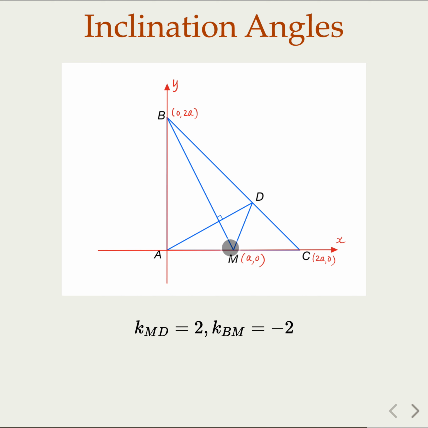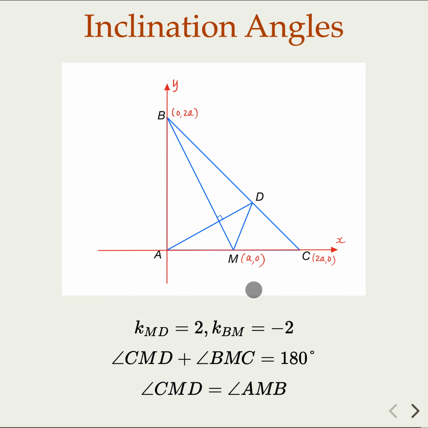So what is the inclination angle for each straight line? They add up to 180 degrees because they are opposite of each other, right? So we know that the inclination angle of the straight line MD, angle CMD, plus the inclination angle of the straight line BM, angle BMC, is 180 degrees. Which means AMB has to equal CMD. We have the proof.